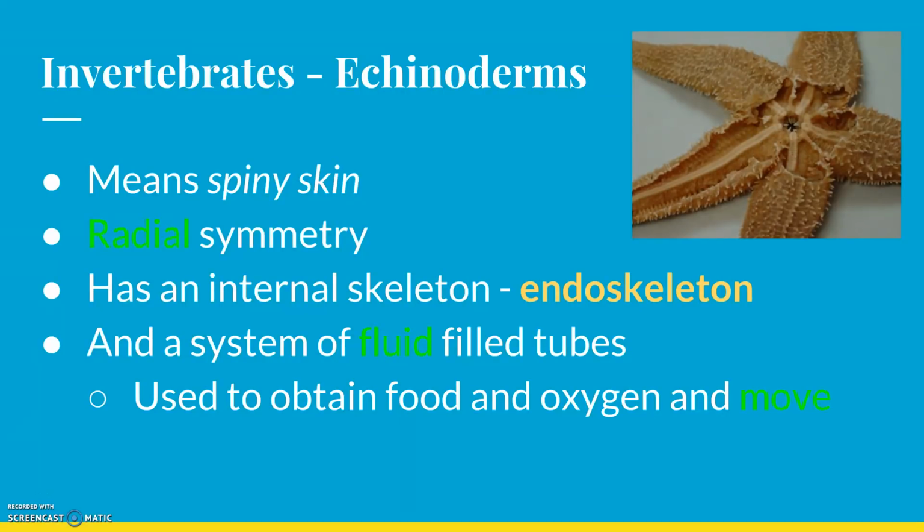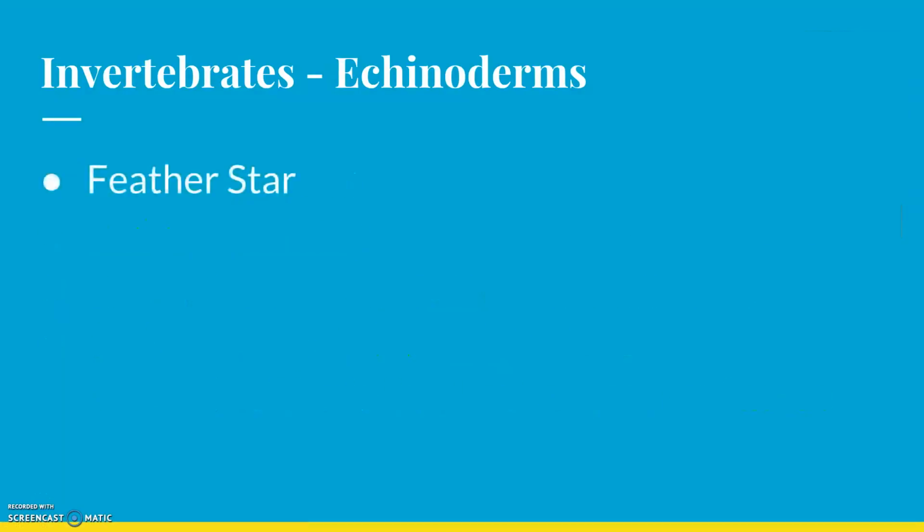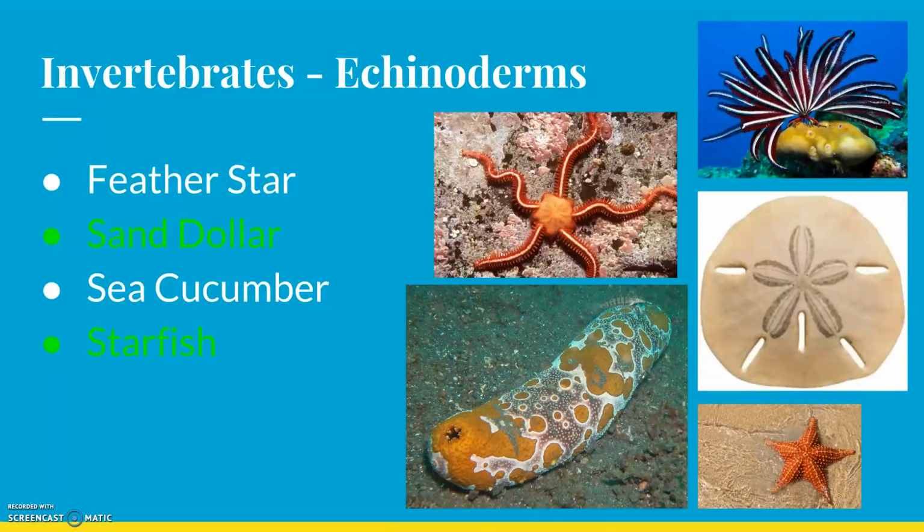You can actually watch them kind of crawl on the bottom of the ocean, and I think the Jonathan Bird video shows it, and then the movie we're going to watch the second half of class, or at some point, we're going to be able to see it there as well. So there's a couple examples we need to know. Feather star, sand dollar, sea cucumber, the starfish.